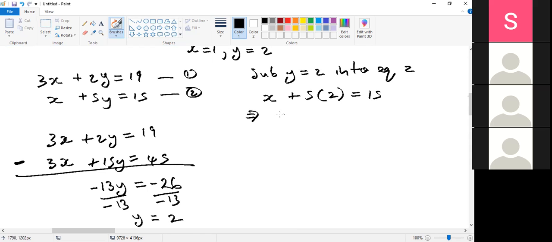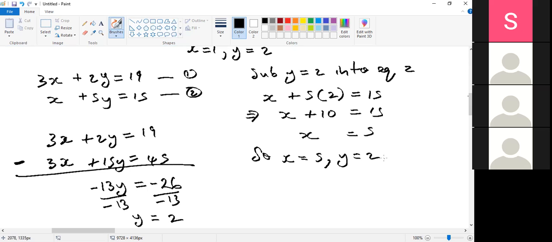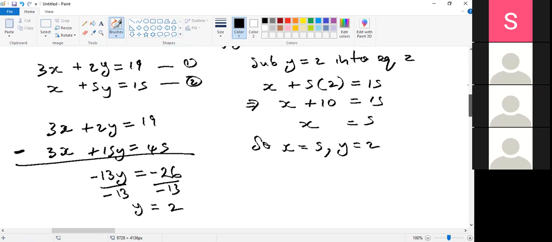Now we have x plus 10 equal 15. x is equal to 5, right? So x equal 5. So you have your solutions. We can say x equal 5, y equal 2. All right, so that's what you do with these straightforward ones.